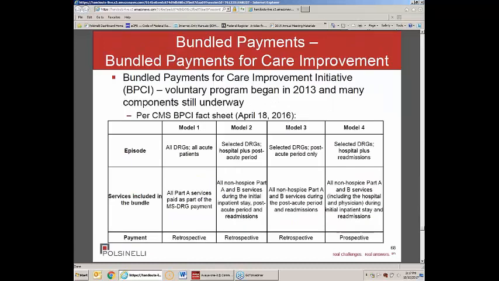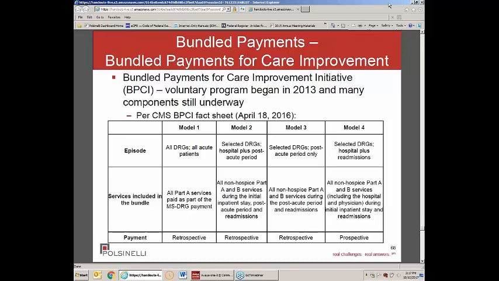Next slide, and I'm going to go through these pretty quickly because I want to save at least a few minutes for questions. The first one is the Bundled Payment for Care Improvement Initiative. This began in 2013, and some of the components are still underway. Essentially, there are 4 broadly defined models which link payment for services received during an episode of care. Model 1 was paid for all DRGs, but the physician was still paid separately, and then there was a retroactive penalty or incentive payment. That ended in December of 2016.